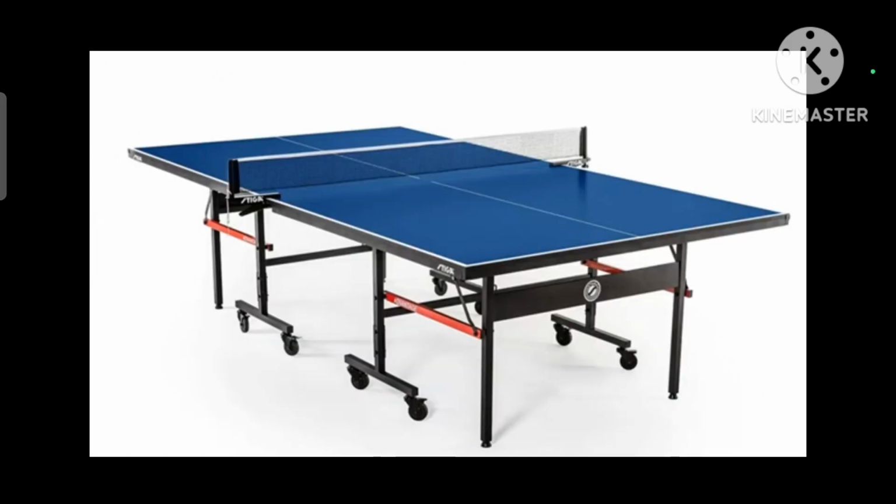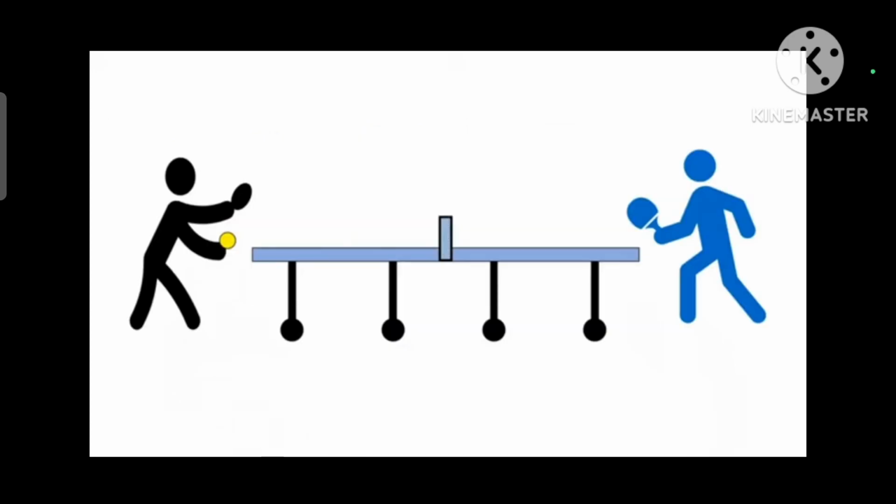Table tennis is played on a table and it has a net, and the net divides the court into two parts. If we look at the table from the side, this is how it looks. The table is divided into two parts by the net. On one side you are in the black uniform and you have your opponent in blue on the other side.